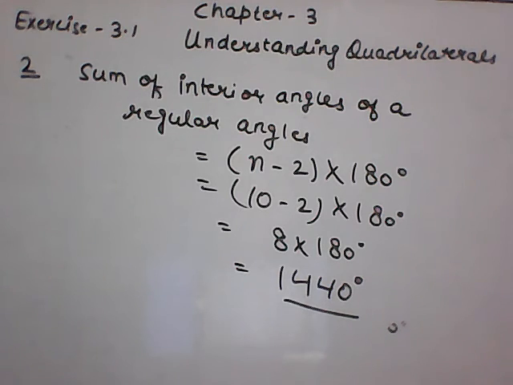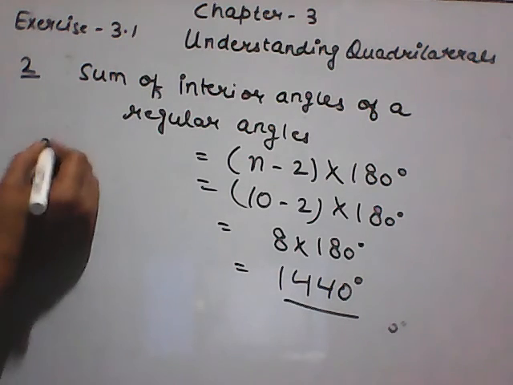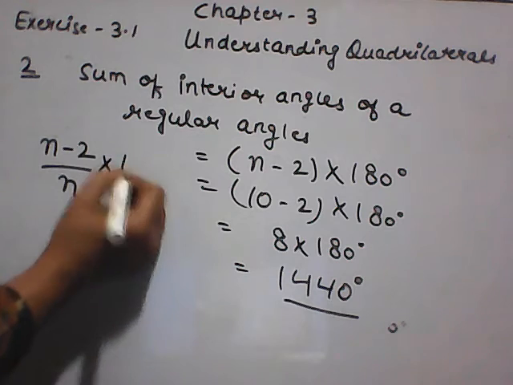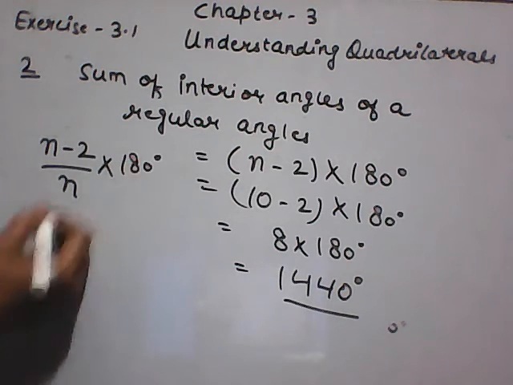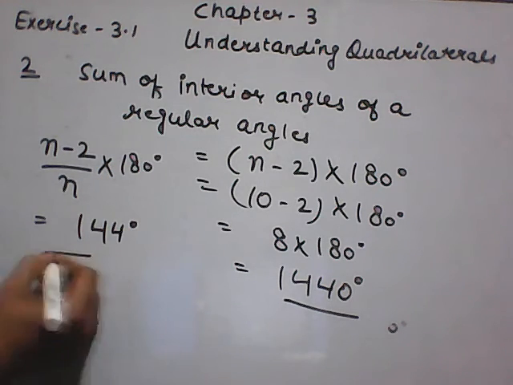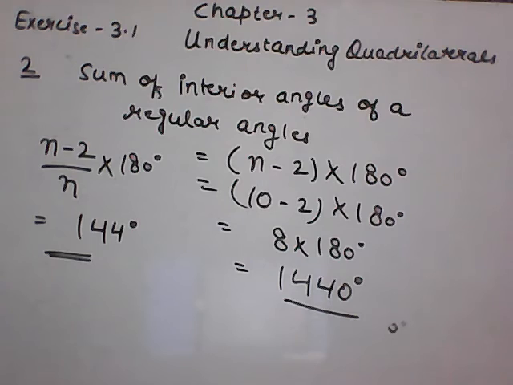Now the measure of each angle can be calculated by using the formula (n minus 2) divided by n multiplied by 180 degrees. That is equal to 144 degrees. Is it clear to you? Let's move to the next question.